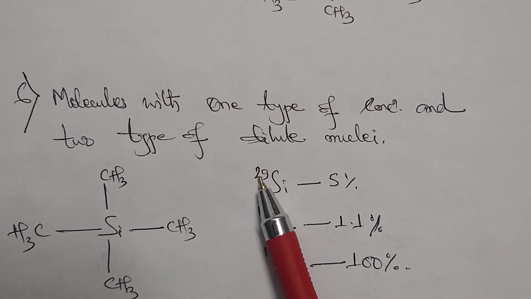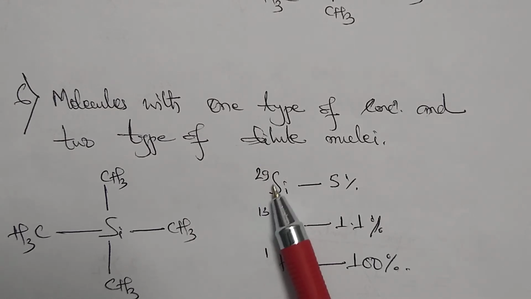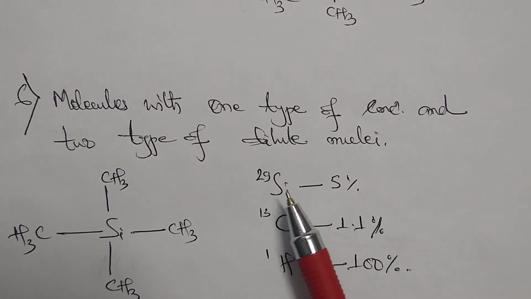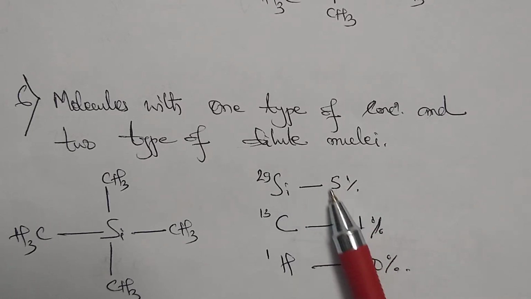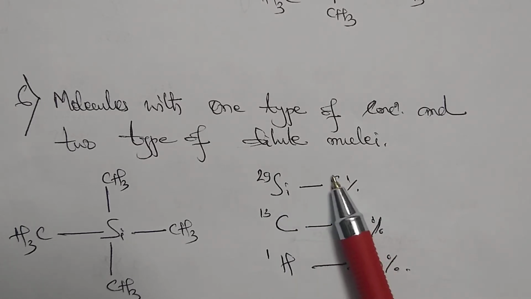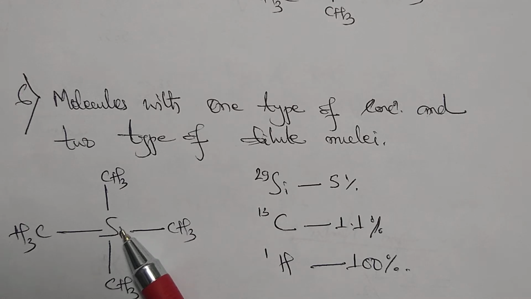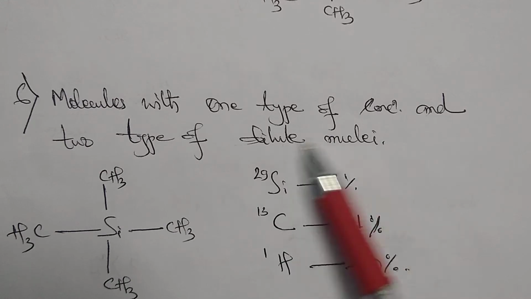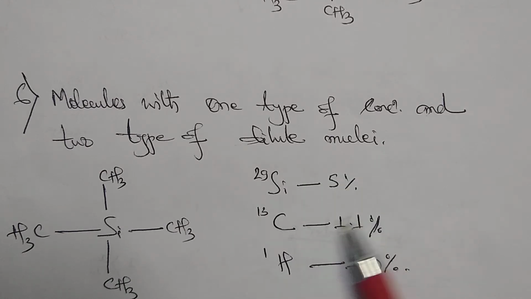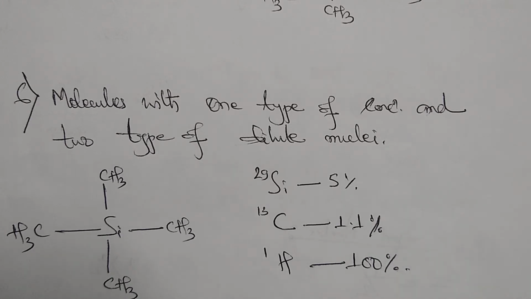So among that 28 and 30, they are NMR inactive, but 29 silicon, about 5%, having the nuclear spin half, is NMR active. This having only a natural abundance of 5% comes under the dilute nuclei. So in this molecule we have silicon as one dilute nucleus and carbon, 13C at 1.1%, that is also a dilute nucleus. So two types of dilute nuclei with one proton over here, that is one kind of concentrated nucleus.